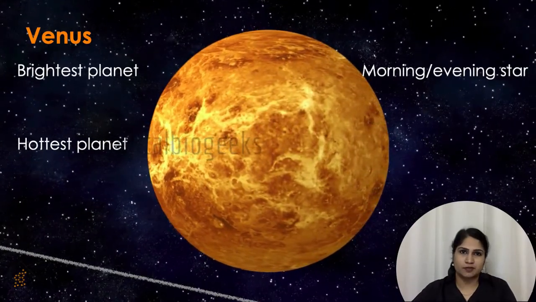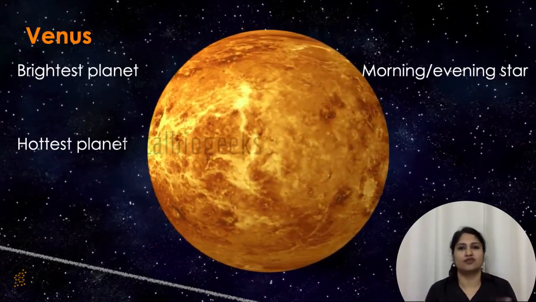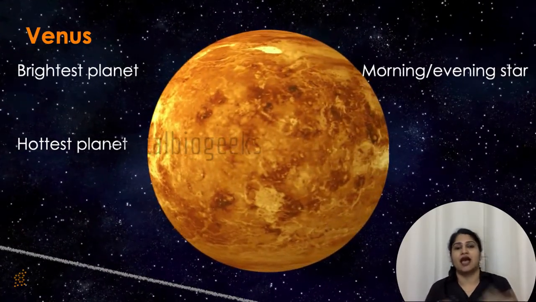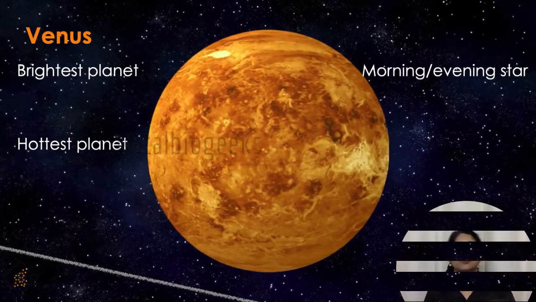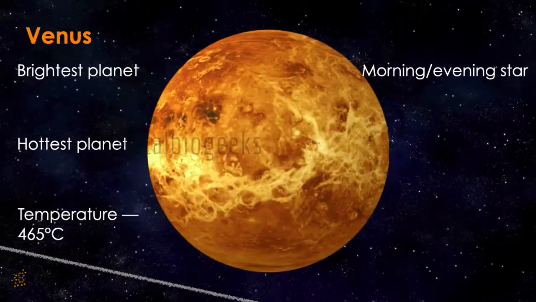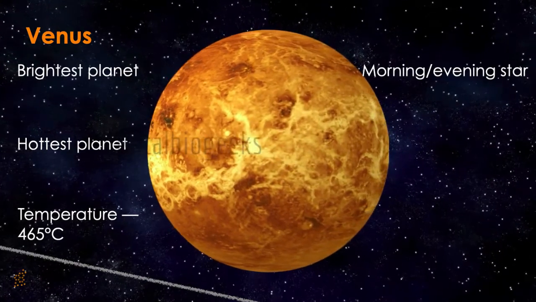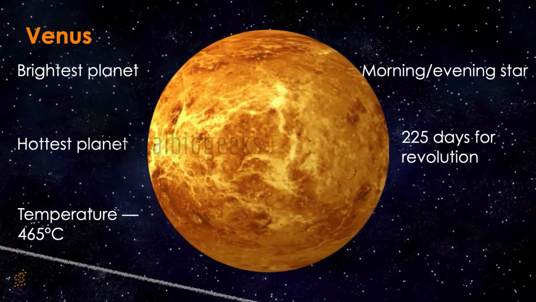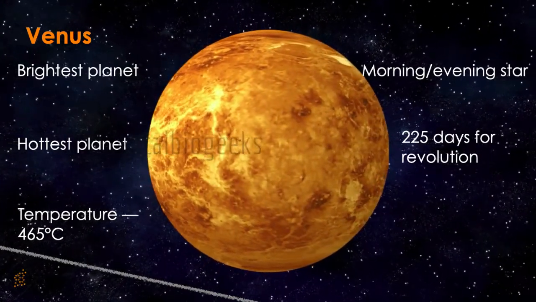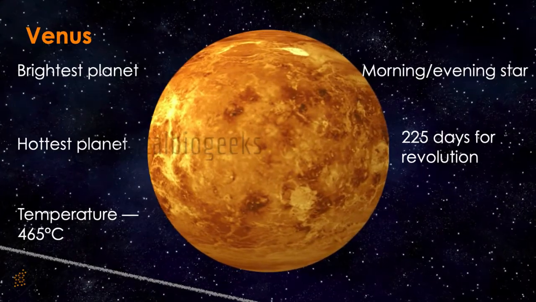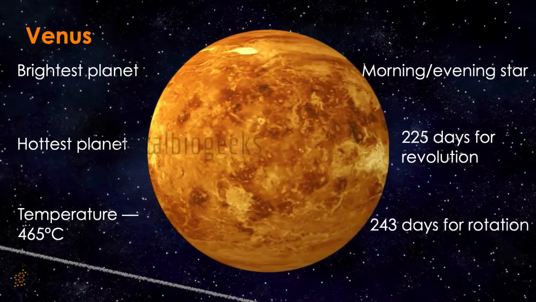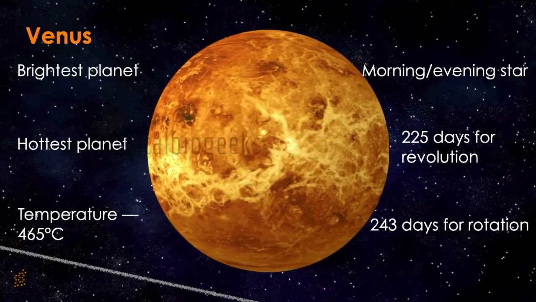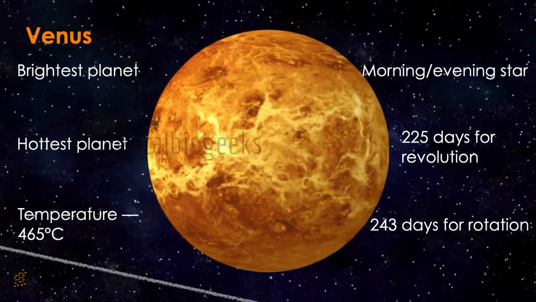Venus is the hottest planet as it contains a lot of carbon dioxide in its atmosphere which traps all the heat radiations from the Sun. And the clouds in Venus are composed of droplets of sulfuric acid. The temperature in Venus is around 465 degrees centigrade, which is enough to melt lead. And it takes 225 Earth days to complete one revolution around the Sun, and 243 Earth days to complete one rotation on its own axis. That means one day in Venus is longer than 1 year.